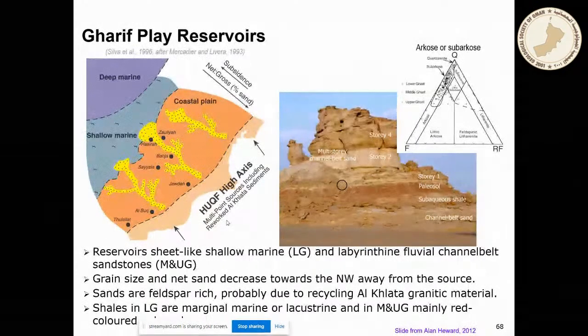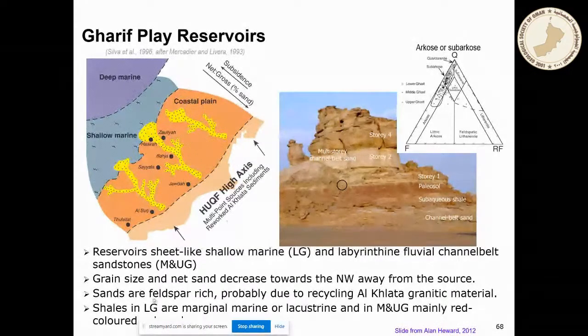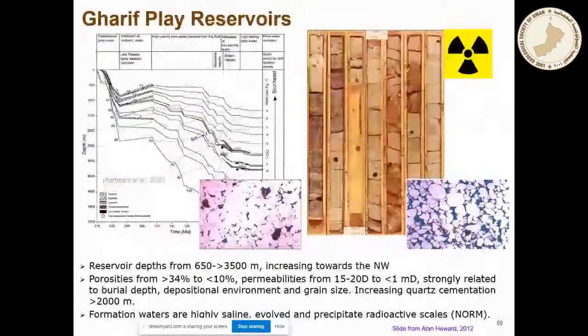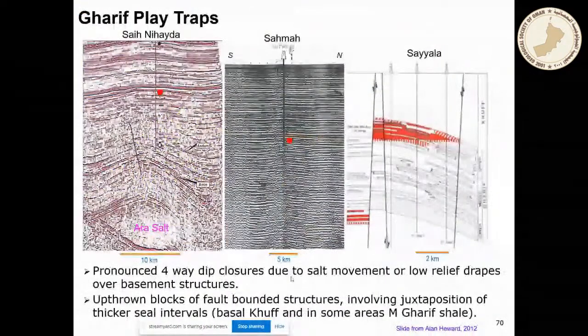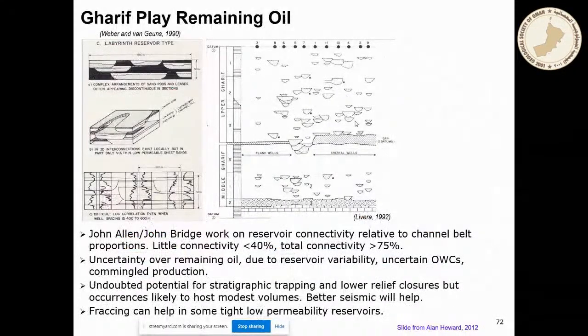Three members of the Garif. So the lower part is marine. I'll probably jump to this slide. I have a slide here. Yeah, this one. This one is quite good to explain.